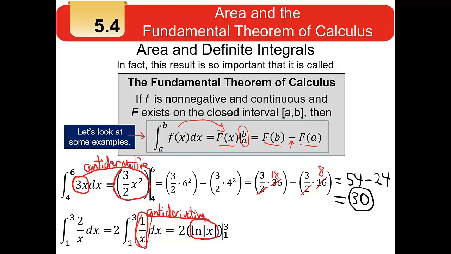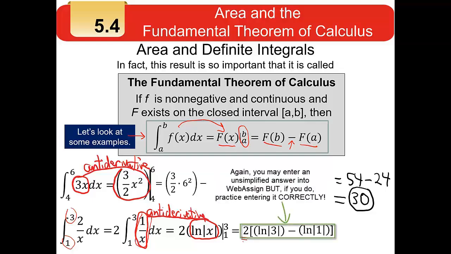That 2 is still there, so it's 2 times the natural log of the absolute value of x, and we're evaluating it because it's a definite integral. We're evaluating it from 1 to 3. What does it mean to evaluate from 1 to 3? You plug the 3 in, you plug the 1 in, subtract the results. So I'm just going to put the 2 out front and let it just go along for the ride. When you plug 3 in for x, you get the natural log of the absolute value of 3. When you plug 1 in for x, you get the natural log of the absolute value of 1. And again, that 2 just goes along for the ride.